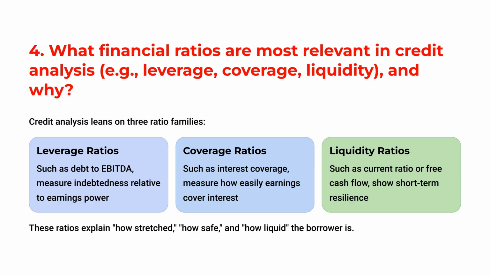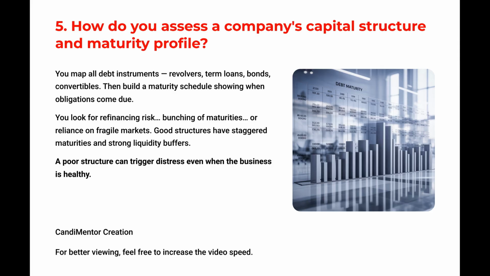How do you assess a company's capital structure and maturity profile? You map all debt instruments, revolvers, term loans, bonds, convertibles. Then build a maturity schedule showing when obligations come due. You look for refinancing risk, bunching of maturities, or reliance on fragile markets. Good structures have staggered maturities and strong liquidity buffers. A poor structure can trigger distress, even when the business is healthy.